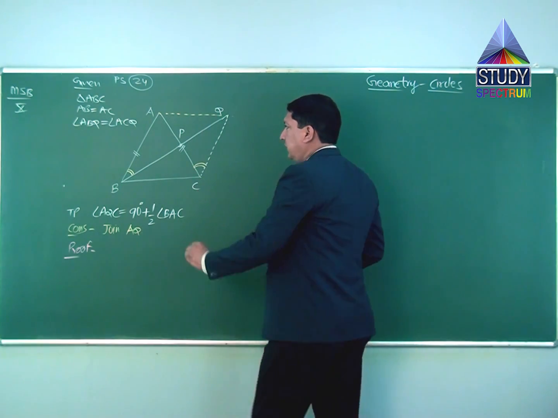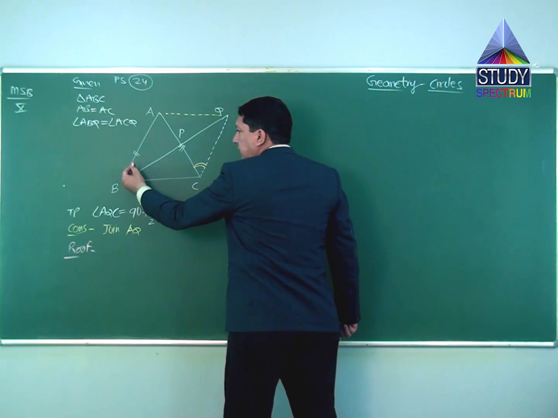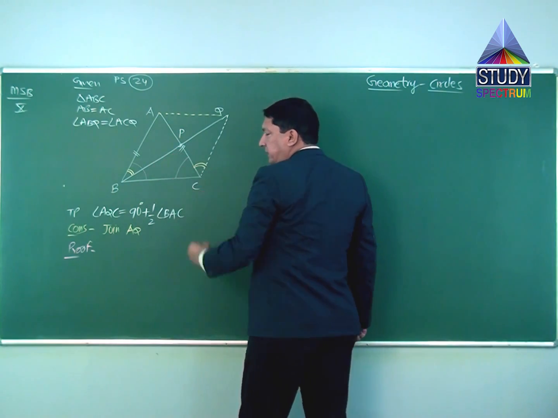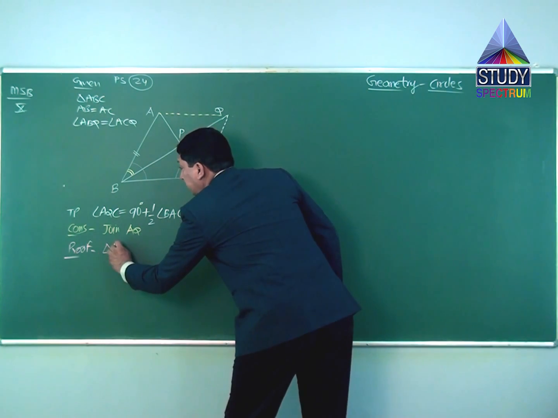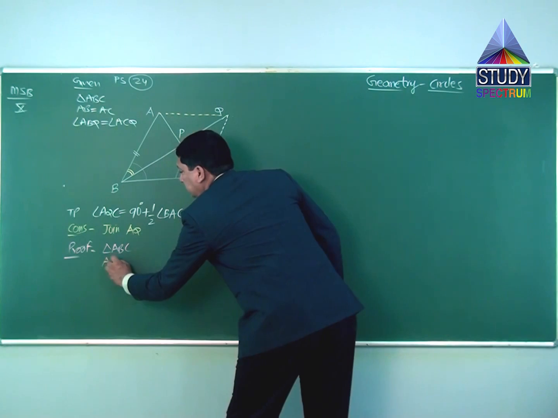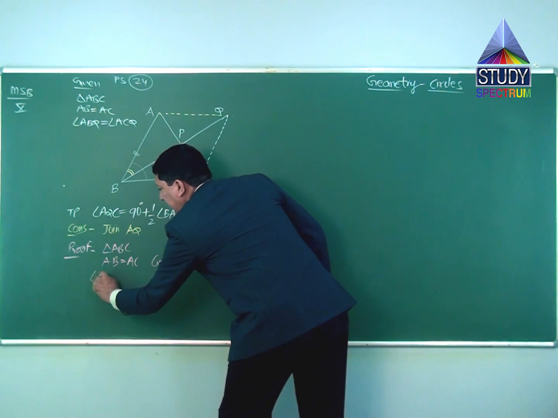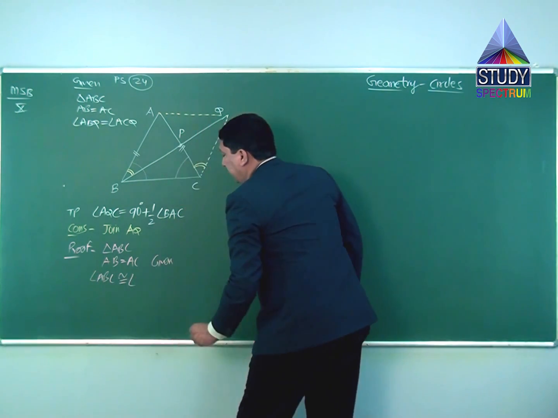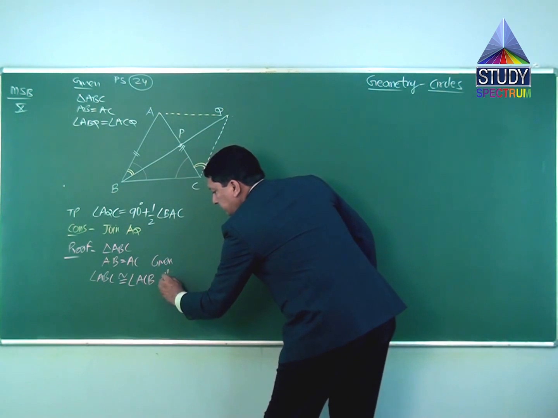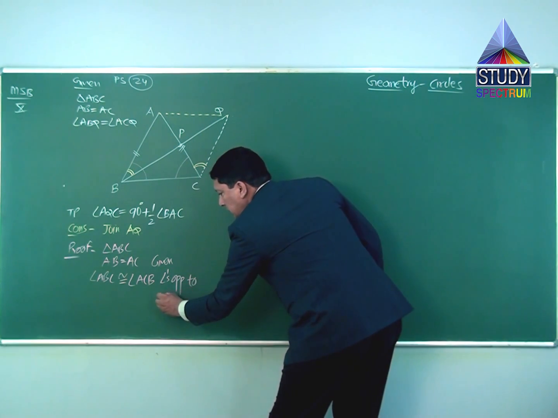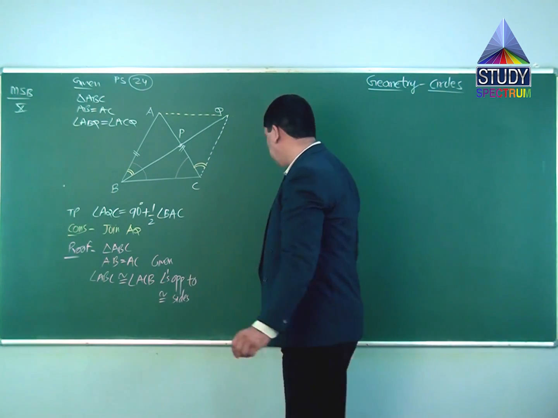First and foremost, we'll take this triangle. In this triangle, AB is congruent to AC. The result is angle ABC congruent to angle ACB. Isosceles triangle theorem. In triangle ABC, AB is equal to AC, given. Therefore, the result is angle ABC congruent to angle ACB, angles opposite to congruent sides.